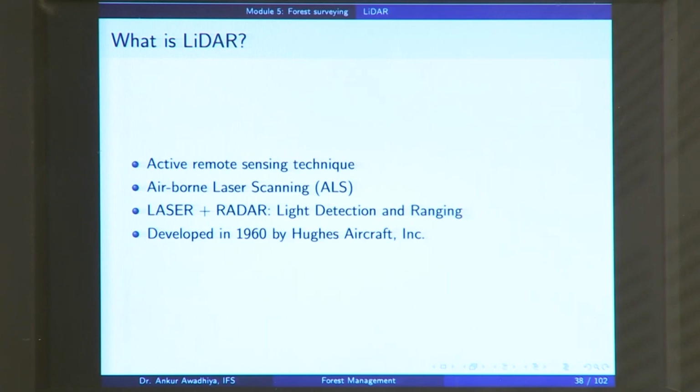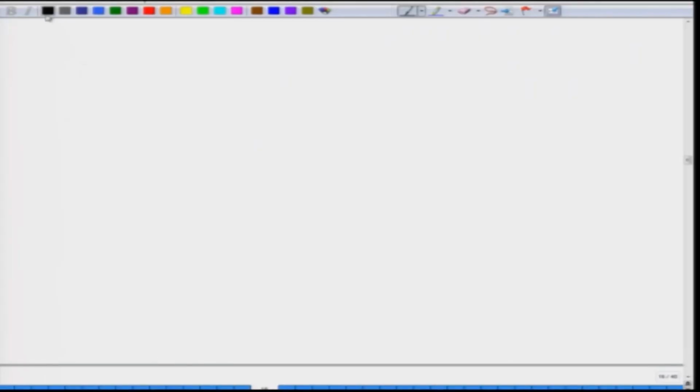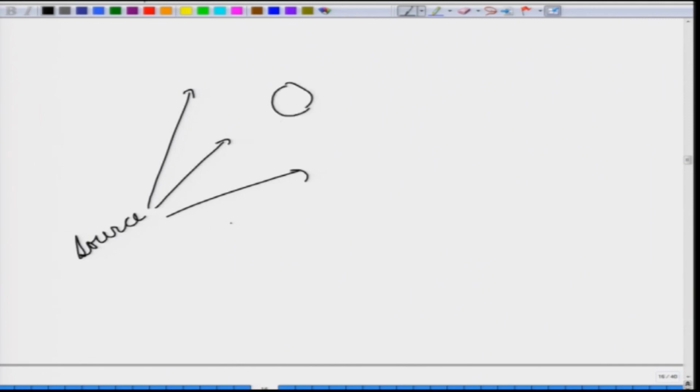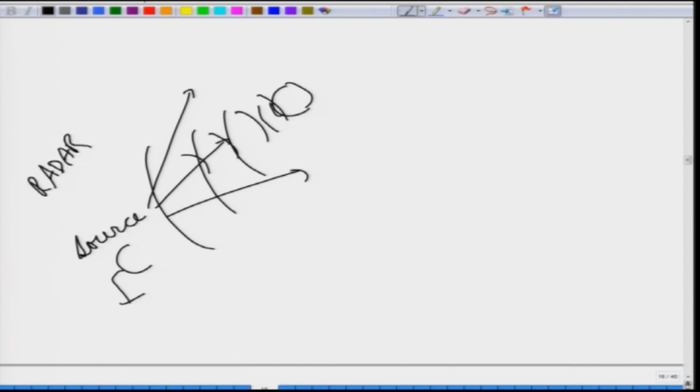Now, why does it use laser? Or first of all, what actually is LiDAR? How does it work? So, most of you would be knowing how a radar works. So, in the case of a radar, you have a source, and the source is giving out radio waves, and if there is an object that comes here, these radio waves go to the object, then they interact with the object, and then they get reflected, and this reflection is then sensed using an antenna. So, this is a radar, which is radio detection and ranging.